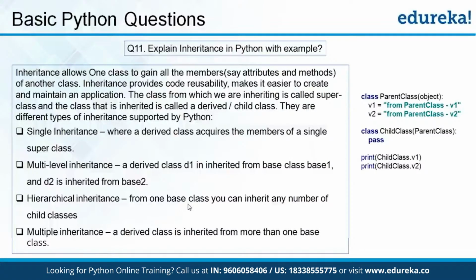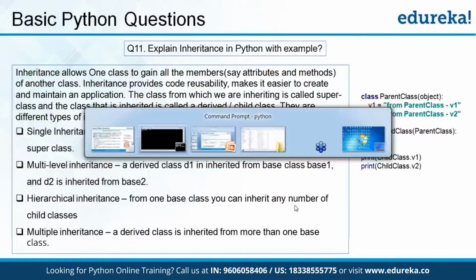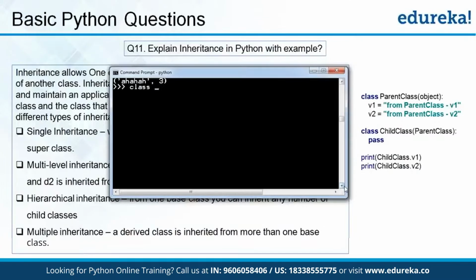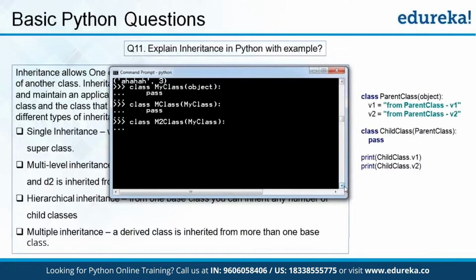Hierarchical is where from one base class you can inherit multiple child classes. So basically it might be something like this: my class, M class, M2 class of my class. So this is hierarchical inheritance.